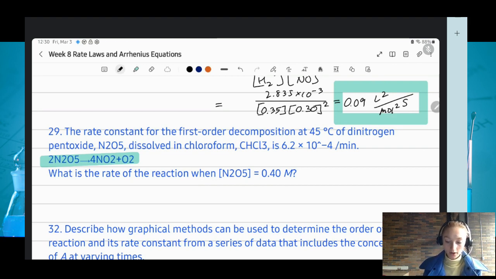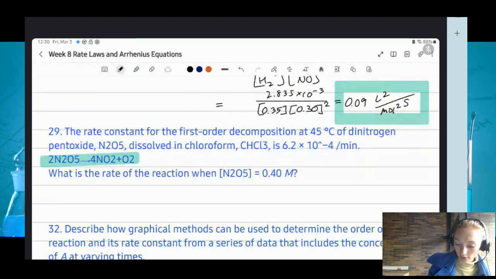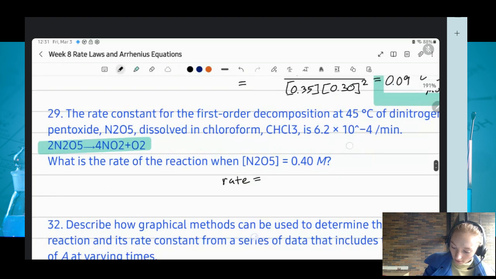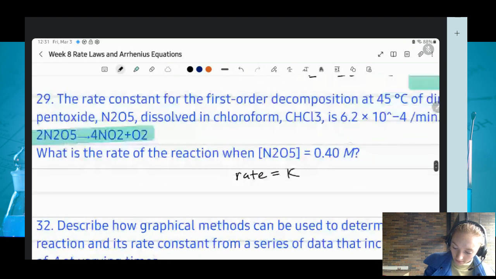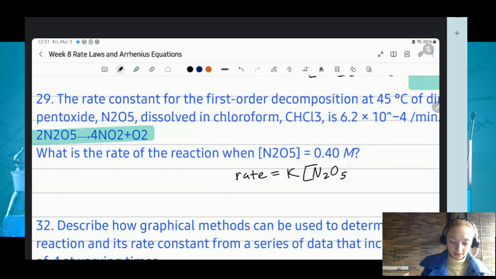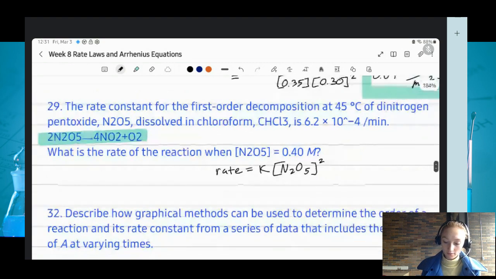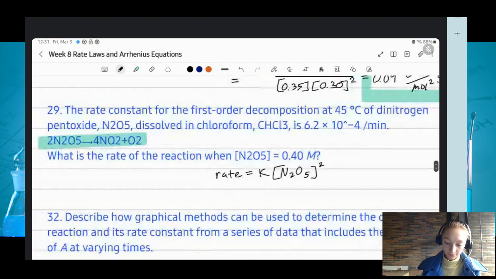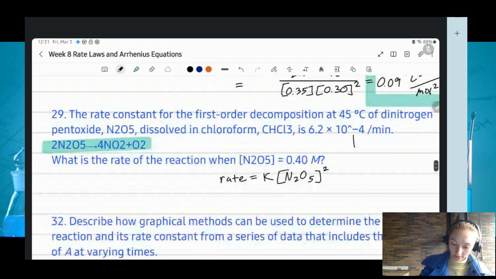So, since we are only working with one reactant here, our equation is going to be the rate equals the K constant times the N2O5. And since it's 2 N2O5, it'll have a second order, so it will be raised to the power of 2. And it gave us the value of the K constant, which is this number right here.